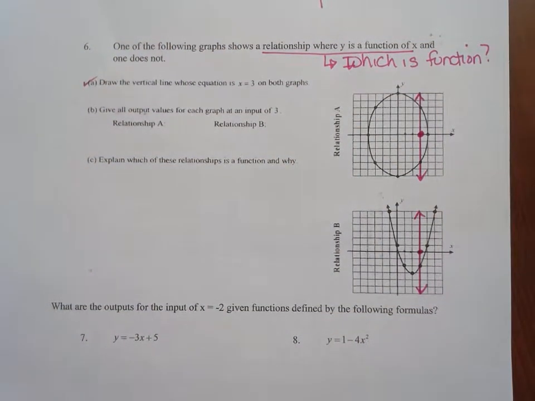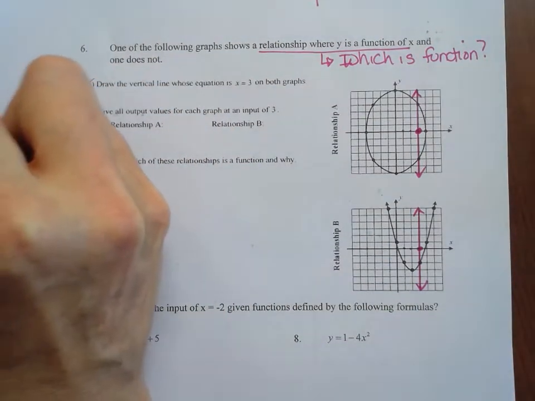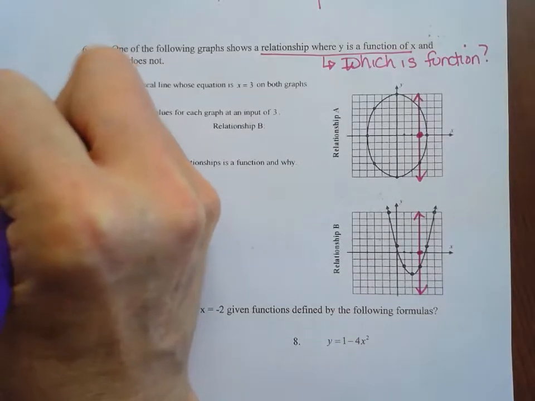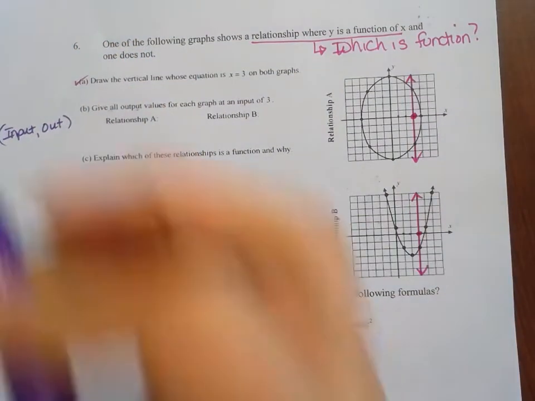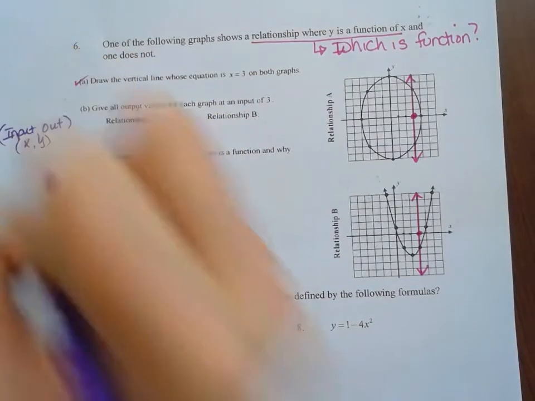Okay, so give all output values for each graph at the input of 3. So what are you looking for? How are we going to show input and output? Yeah, I need to look at the graph, but how am I going to show it? How am I going to write it? Yeah, as an ordered pair. Because basically, it's your input and then output, all right? Or just your x, y.